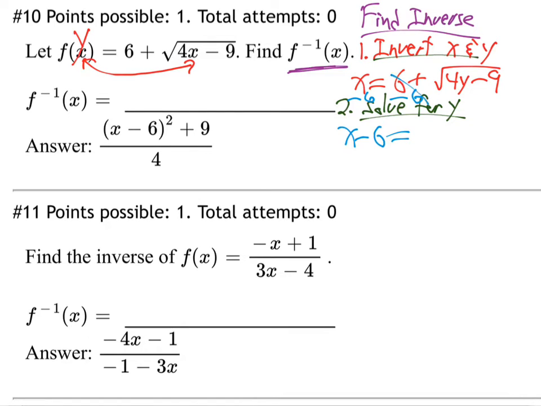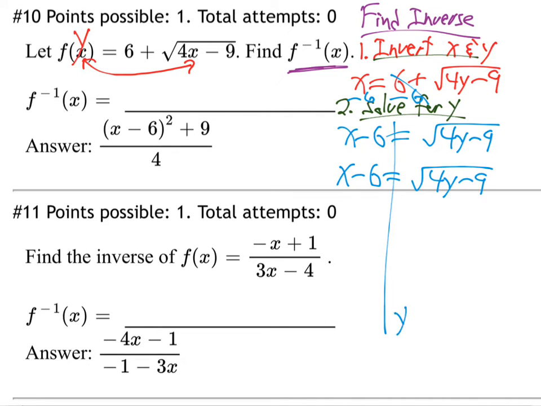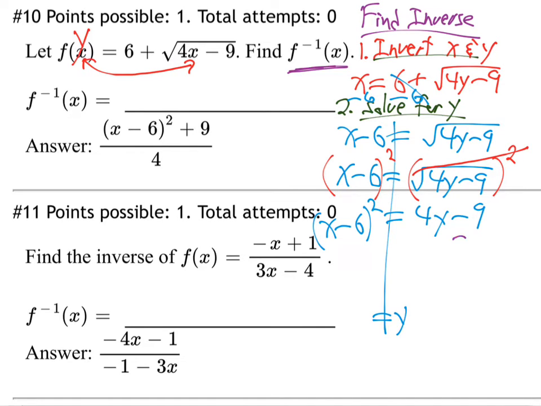I'll cancel these out. Let me bring this down, x minus 6. So we're trying to solve for y, saying I want y alone, get rid of all this stuff. So how do we get rid of that root? 2 power. Parenthesis 2 power both sides, and the 2 power cancels the root, doesn't it? So we get 4y minus 9 is x minus 6 squared, and then we add the 9.